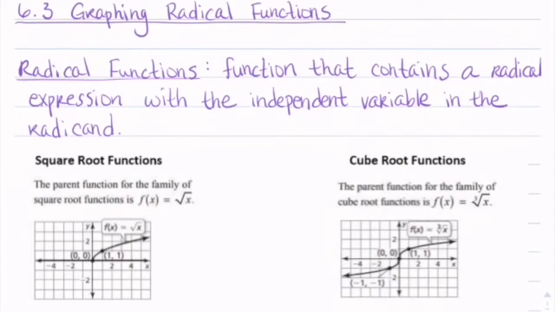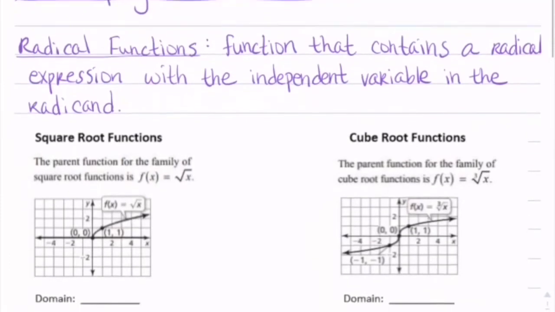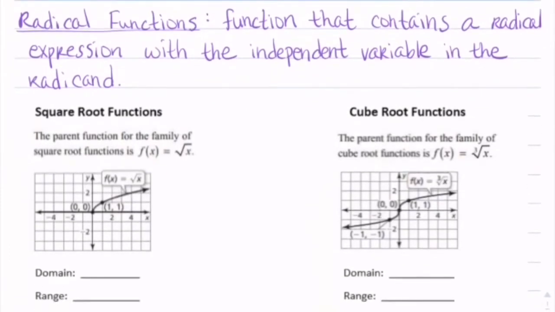So the independent variable for us is usually x, and being in the radicand means that it is under the radical symbol. For example, over here on the left, we have a square root function. So our square root function, this is what the parent function graph looks like, for f of x is equal to square root of x.